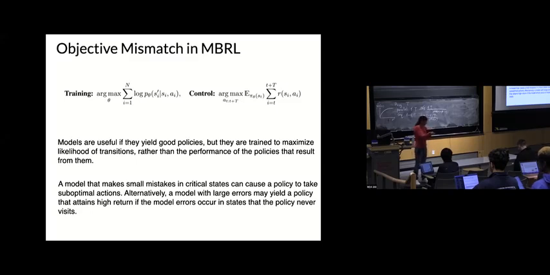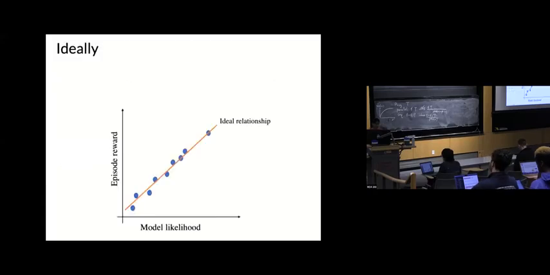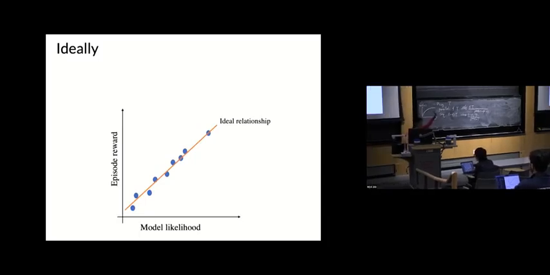Okay, this is precisely a solution. So you can think of this alteration as trying to fix that objective mismatch. Does this make sense? So what is an ideal curve? The ideal curve is as your model is better, so the model's likelihood goes high, then the episodic reward goes high. The resulting policy has the highest reward. Do you like this line?